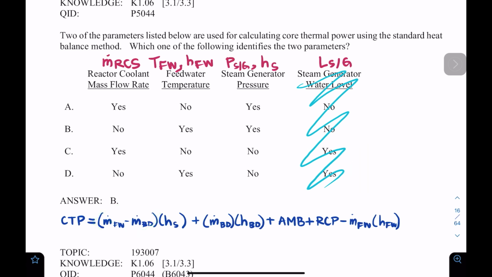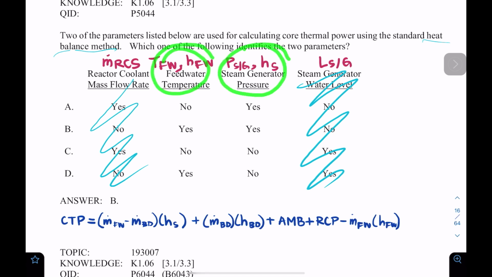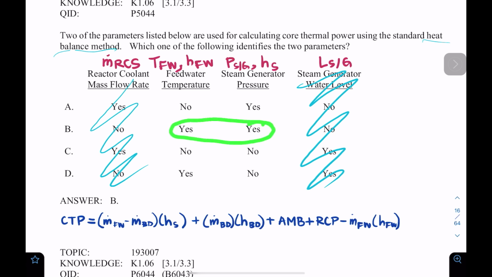So this is not going to be part of my core thermal power heat balance equation, right? So we just need to find the ones that we use. We use these two parameters, water temperature and steam generator pressure. So the ones that say yes are these ones.